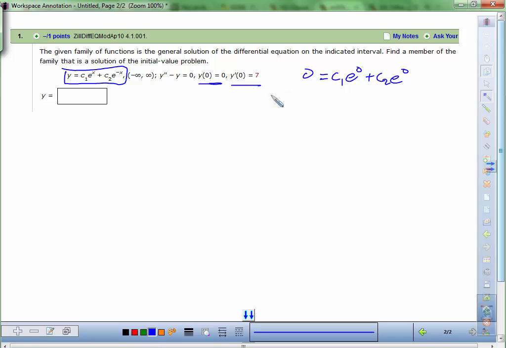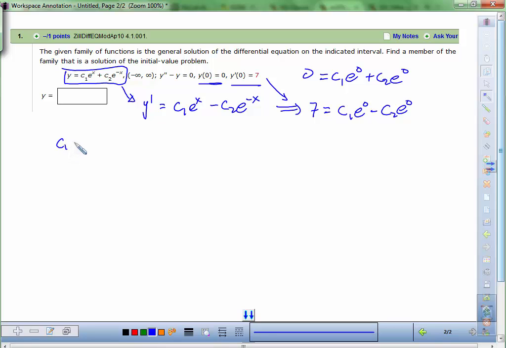The next one is the derivative, so I need the derivative of this thing. Y prime is equal to just c1 e to the x and negative c2 e to the negative x, which with the second initial condition will give us 7 is equal to c1 e to the 0 minus c2 e to the 0. So we have a system.